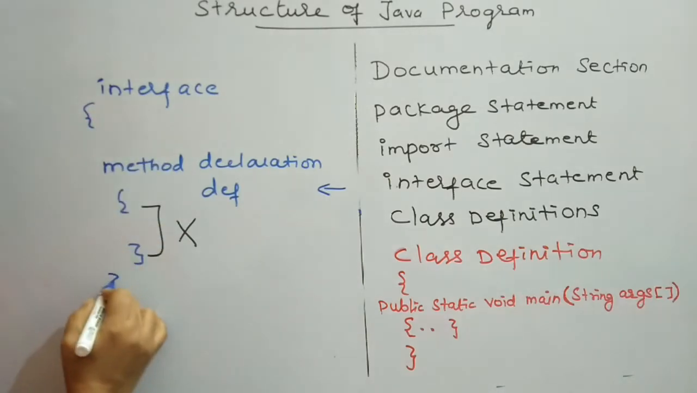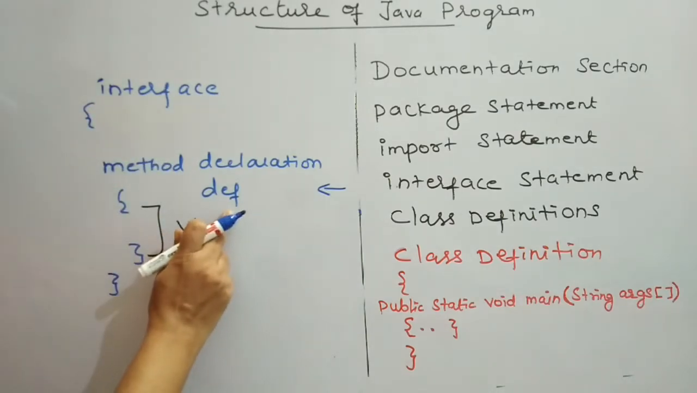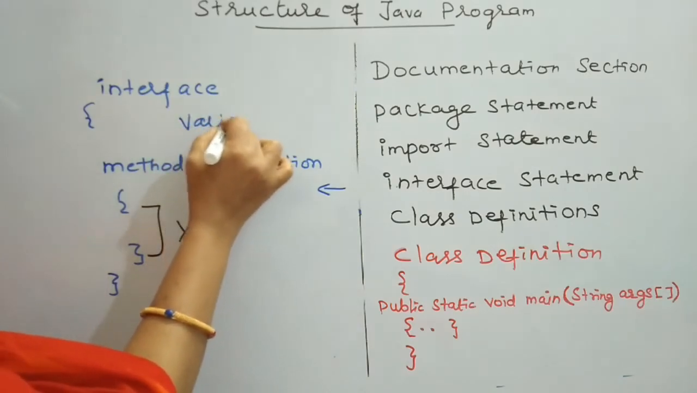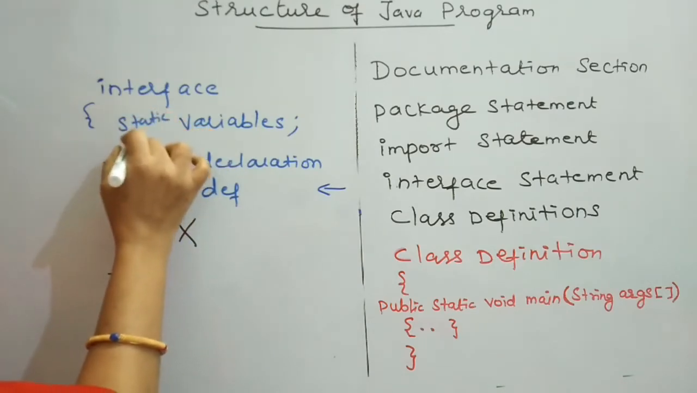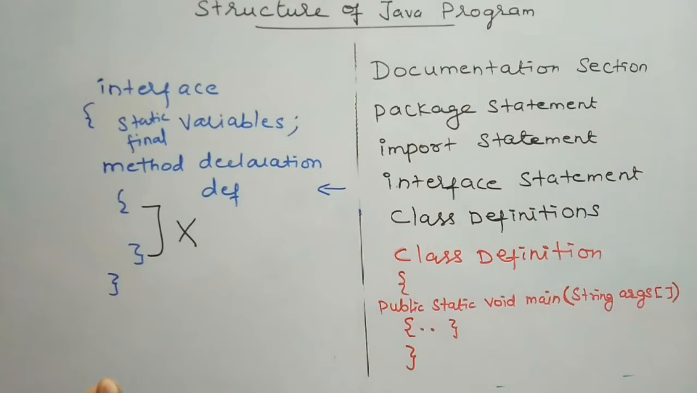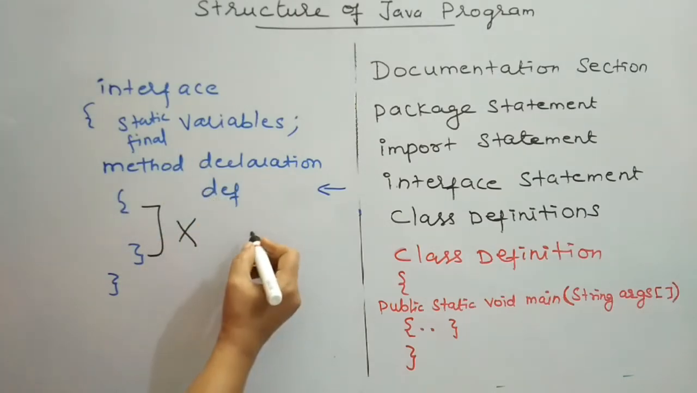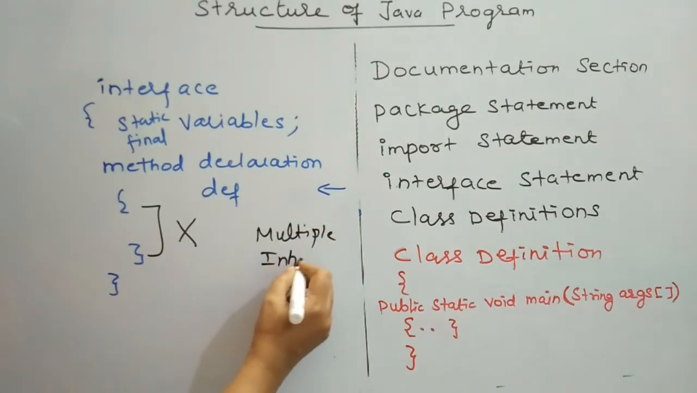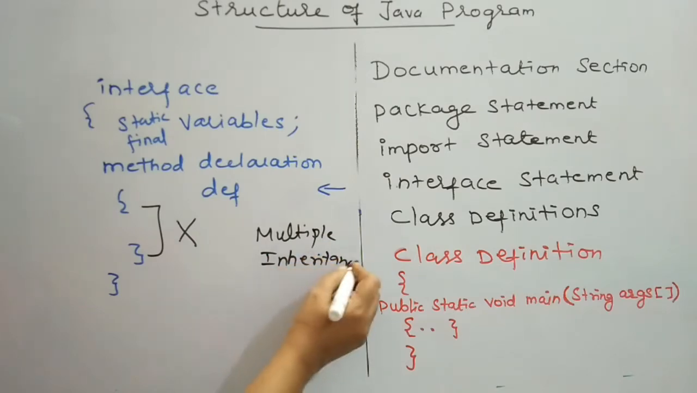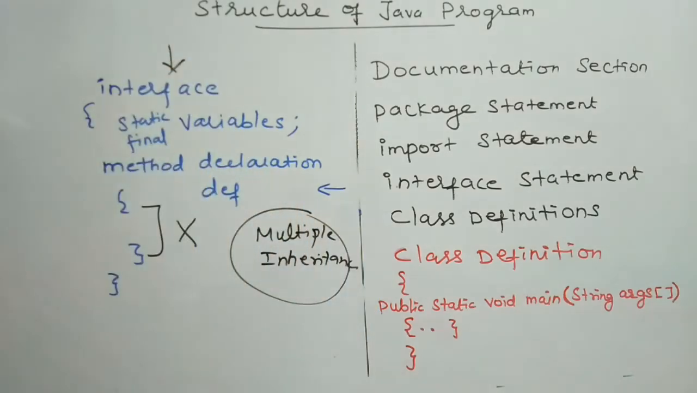So interfaces combine together method definitions and some of the variables. The variables are static variables or final variables. It may not include instance variables, but it may include static or final variables, and it may combine together method definitions. It will not include the implementation of the method. In Java, multiple inheritance is not supported. If I want to have this multiple inheritance concept, then I can make use of this interface concept.